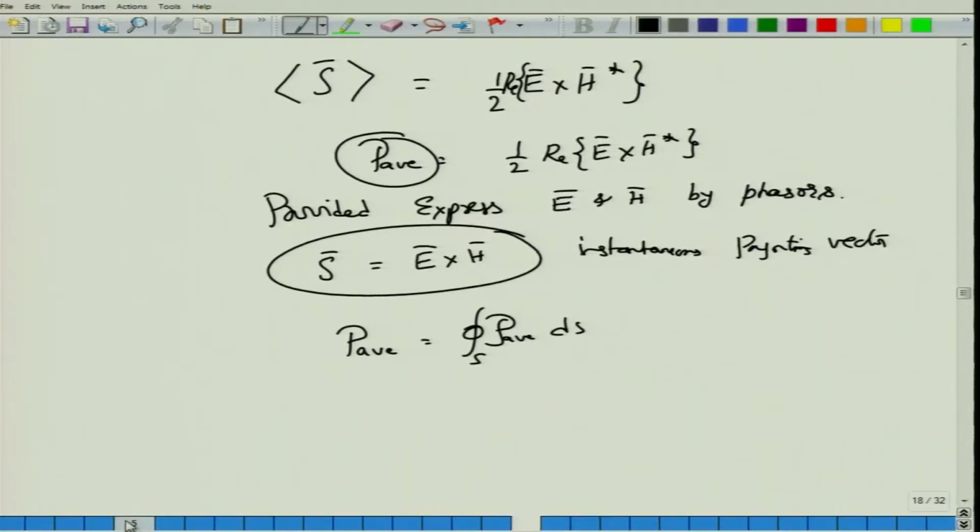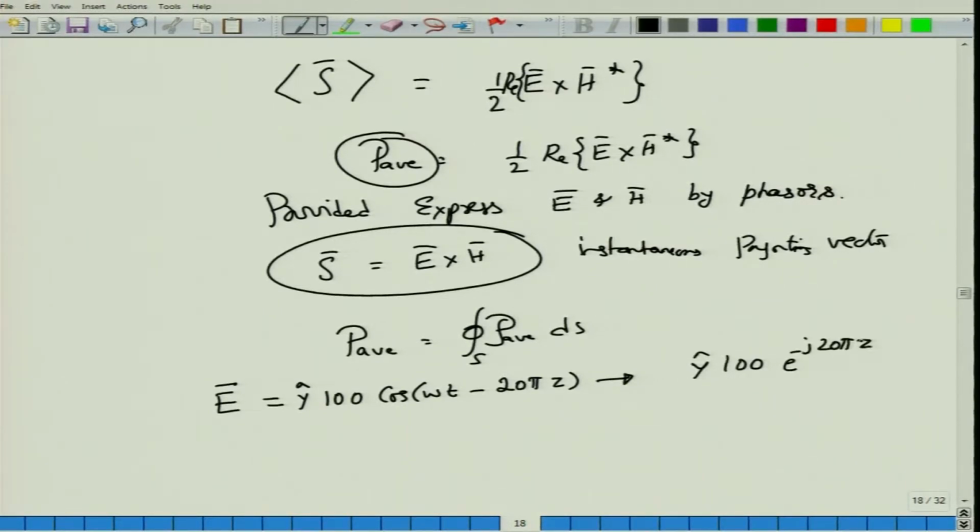So if you apply this Poynting vector to the cases that we have already seen, suppose I have the electric field of a uniform plane wave which is propagating along the z axis, but it is oriented along the y axis, let us say. So y hat 100 is the amplitude, cos omega t minus 20 pi z. Of course, I am not specifying the frequency omega, but the propagation constant is specified as 20 pi into z. What is the corresponding phasor for this? The corresponding vector phasor will be y hat 100 e to the power minus j 20 pi z.